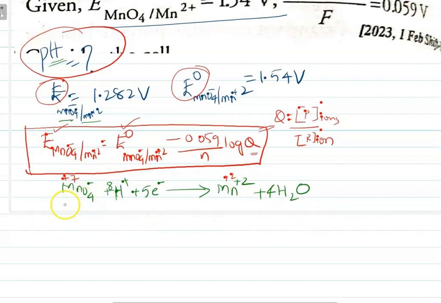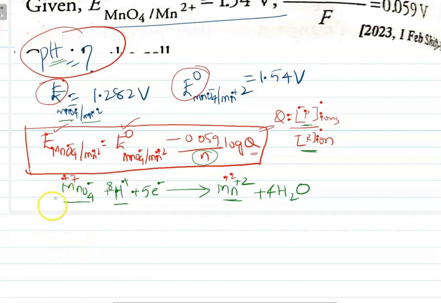So what are the reactant ions and what are the products? Product ions are Mn plus 2. Reactant ions are MnO4 minus as well as H plus. So this is what we need, right? And we also got n. n is 5 electrons. Just substitute all these terms and we'll solve it.